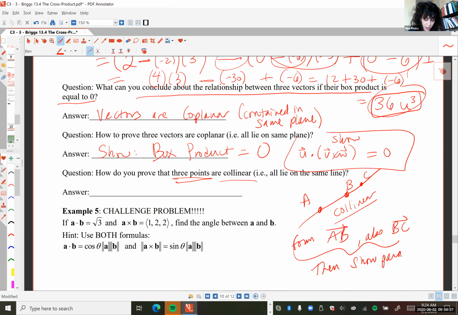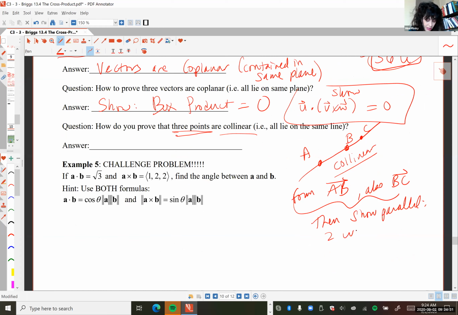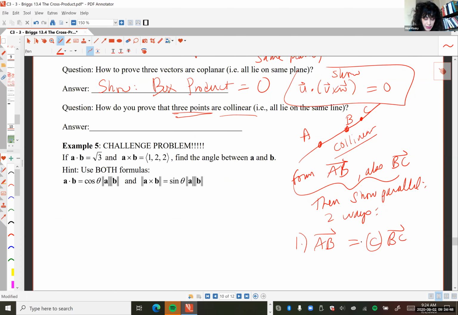There's 2 ways to do it, and both ways are fine. Both ways you've learned with me already. Okay, let's go over way number 1. Way number 1 to show 2 vectors are parallel is to show that one is a scalar multiple of the other. Like AB is equal to some scalar, like 2 or -5 or whatever, times the other vector. That's one way. Or we learned this with cross product.